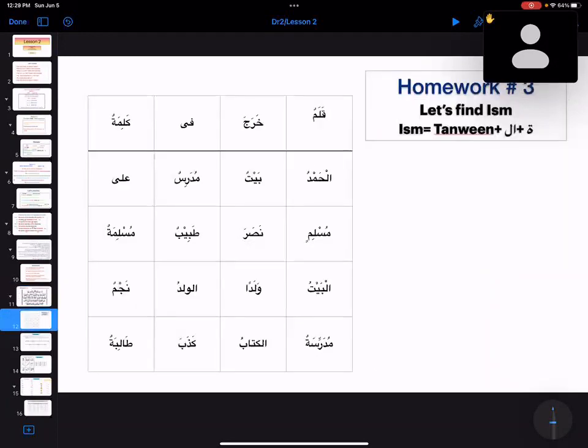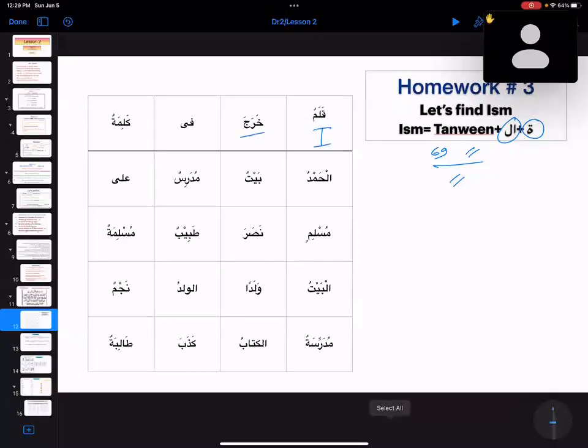And then again, a fun activity. Last class we were talking about how we can recognize any ism when we do not have enough vocabulary. So an easy way out is that if you see ta marbuta at the end of any ism, then this is an ism. If you see al, this is an ism. Or if you see tanween, and when I say tanween, it could be two dhammas, two fathas, or two kasras, right? So these are the signs of an ism. So qalamun, you're going to say, okay, is that ism or something else? So this is an ism, right? So you're going to put ism.